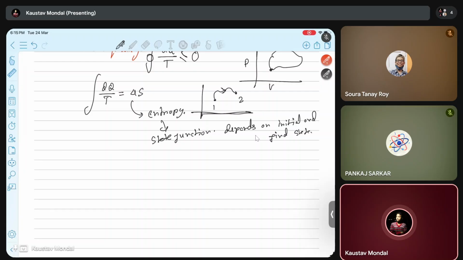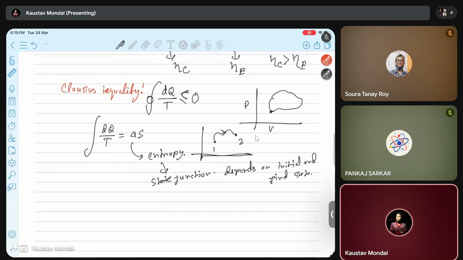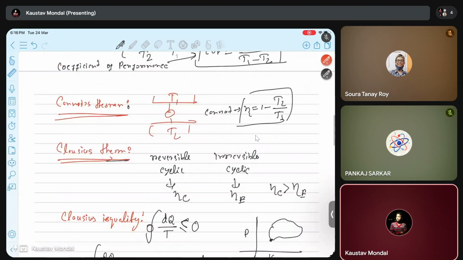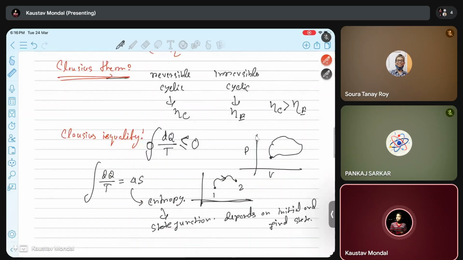And also we have discussed the change in entropy for different processes: for isothermal, isochoric, and isobaric processes. In the case of a phase transition, latent heat is also involved, right? So in the case of phase transition also, what is the formula of entropy? Those things we have also discussed. So these are pretty much the things that we discussed in the last class.